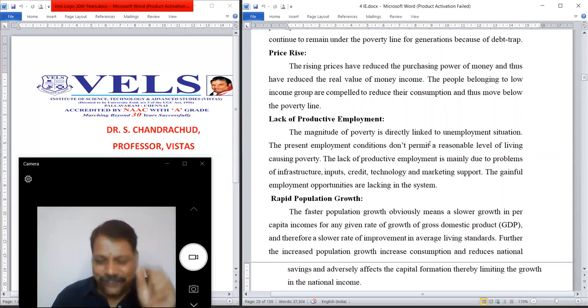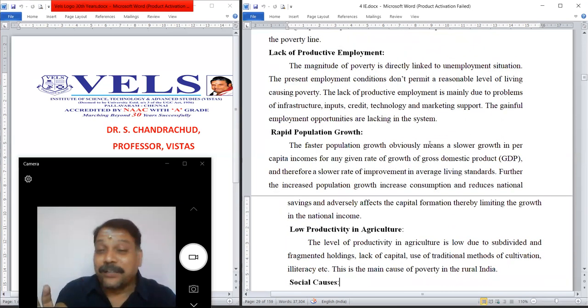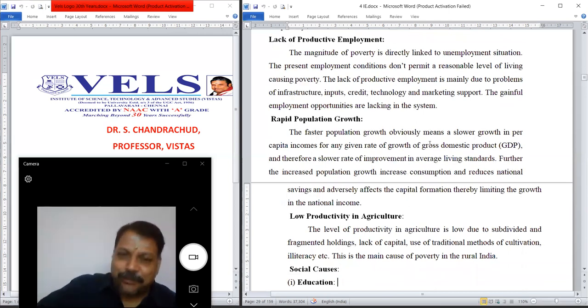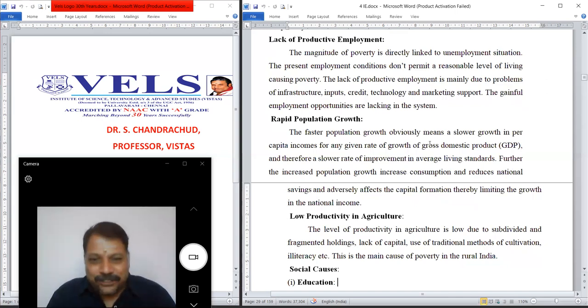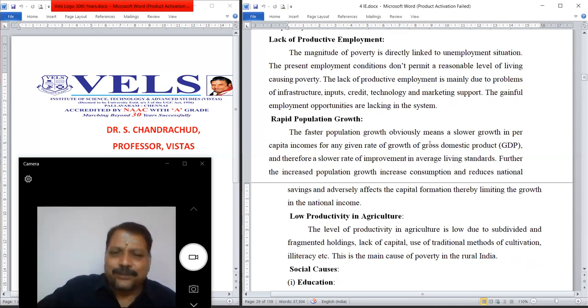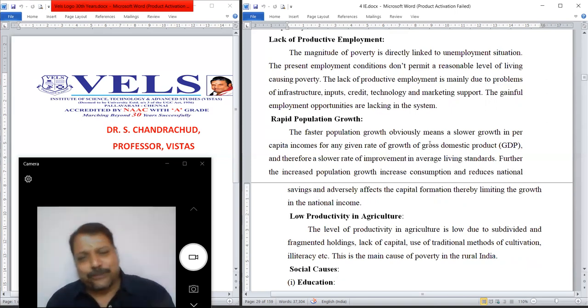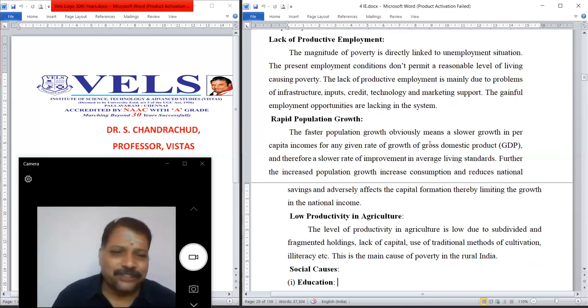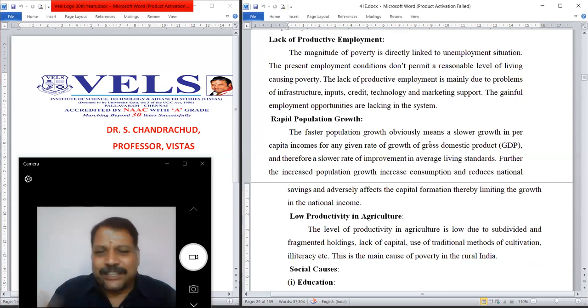One more reason I have left out is rapid population growth. Faster population growth obviously means slower growth of per capita income, and at a given rate of growth, the gross domestic product, GDP, keeps on reducing. There is a slow rate of improvement in the average standard of living. Because of that, the output is not at the expected level. Further, population growth increases consumption and reduces national saving, and it produces adverse effects on capital formation, thereby limiting growth in the national income.